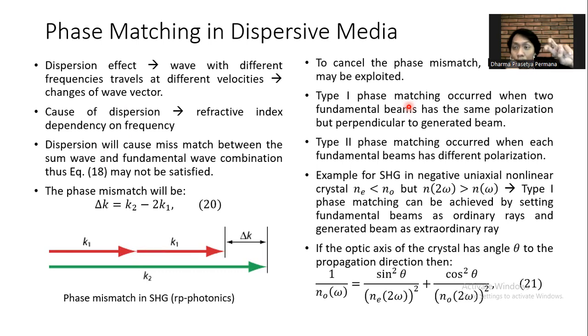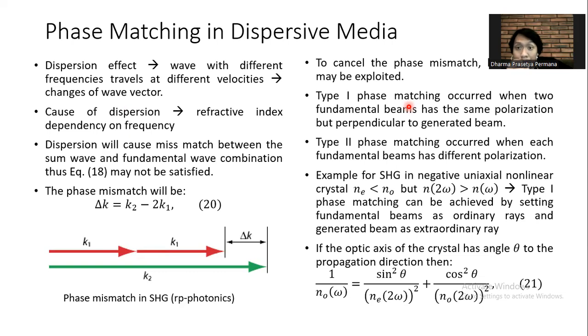Usually in terms of birefringence, we have what we call the ordinary axis and the extraordinary axis, which is basically just a difference between the polarizations. Ordinary means the light is directed along one axis, and extraordinary means the light is polarized along the other axis. Usually they are perpendicular to each other. So in type 1 phase matching, both fundamental lights are either ordinary or extraordinary polarized.